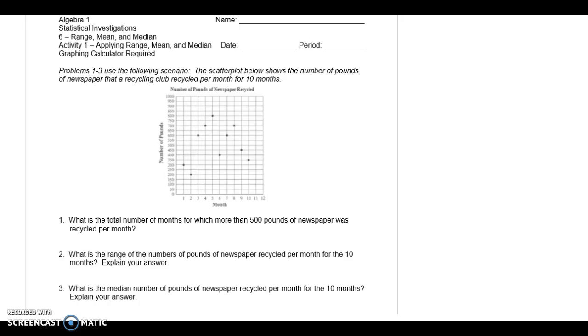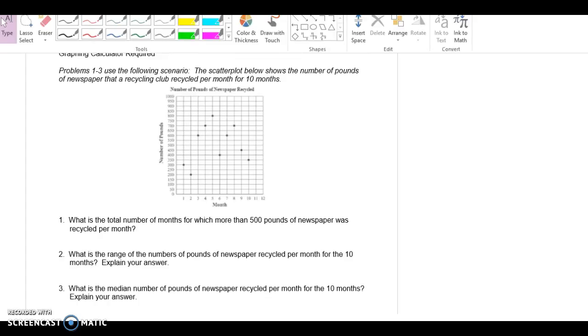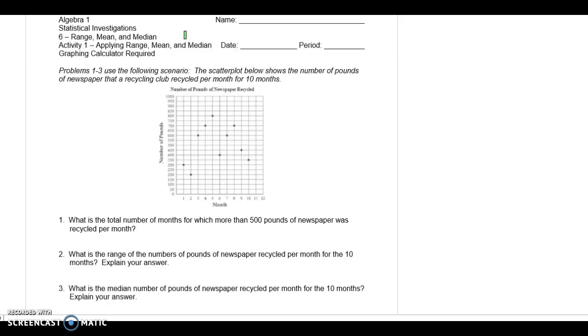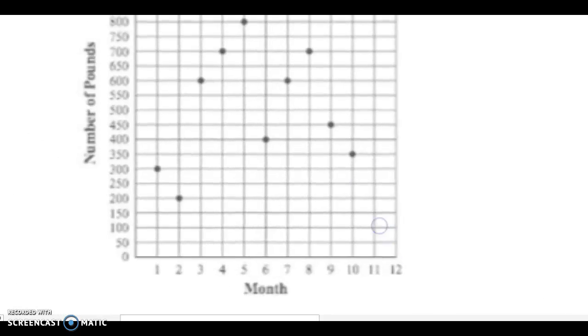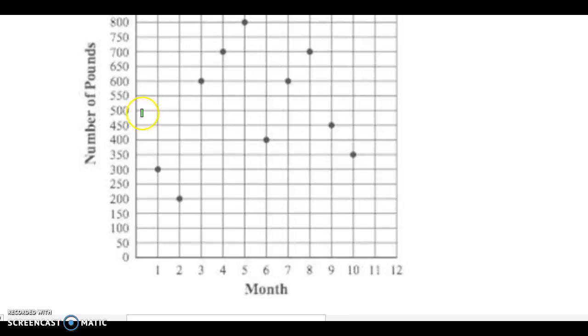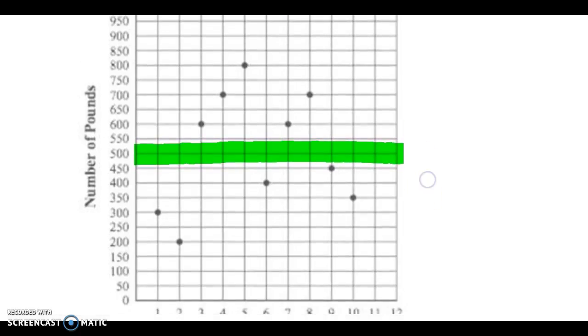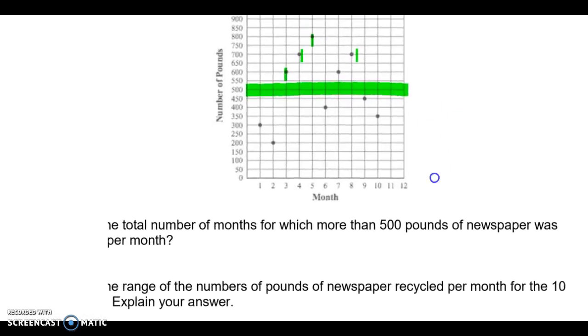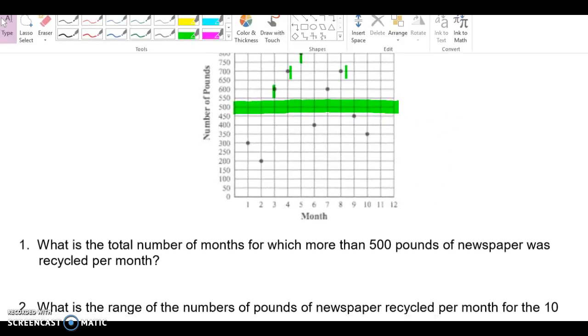Question 1 says, what's the total number of months for which more than 500 pounds of newspaper was recycled per month? What I'm going to start with is on this graph, I'll zoom in a little bit so we can see it better. I'm going to go to 500, and I'm just going to draw a line across it. And anything that's above that, I'm going to count. So I've got 1, 2, 3, 4, 5 months where we have recycled more than 500 pounds.